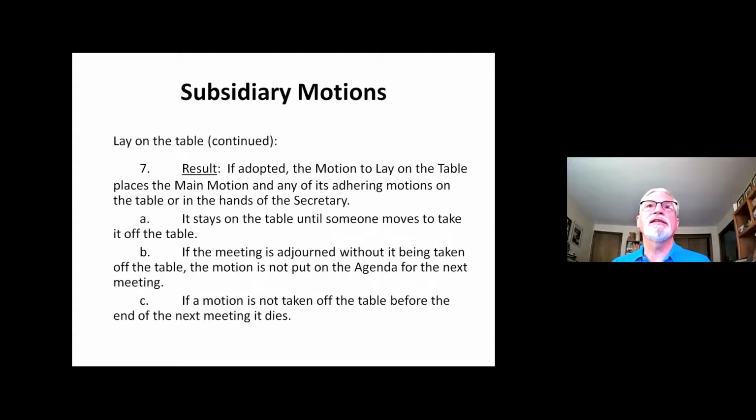But if a motion gets laid on the table, you should just note that it's on the table till someone takes it off the table. If the meeting ends without it being taken off the table, it's kind of in limbo. It's not automatically put on the agenda for the next meeting. And if it's not taken off the table before the end of the next meeting, the motion dies.